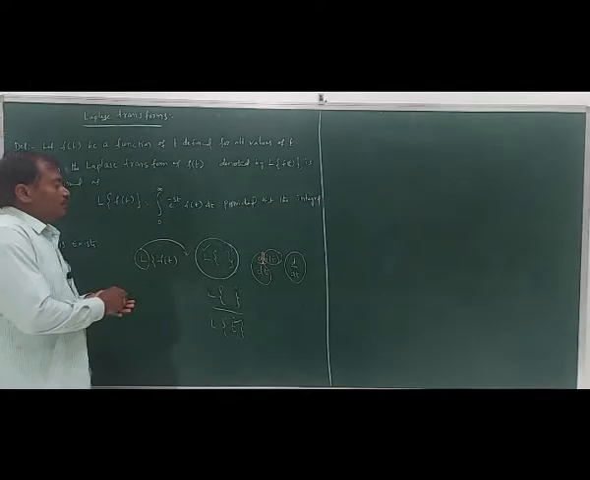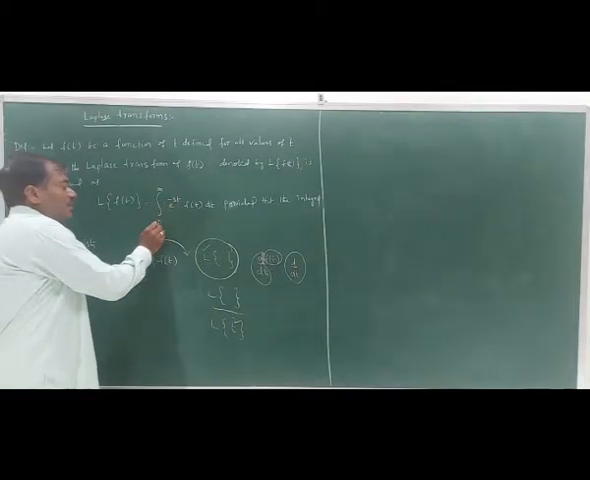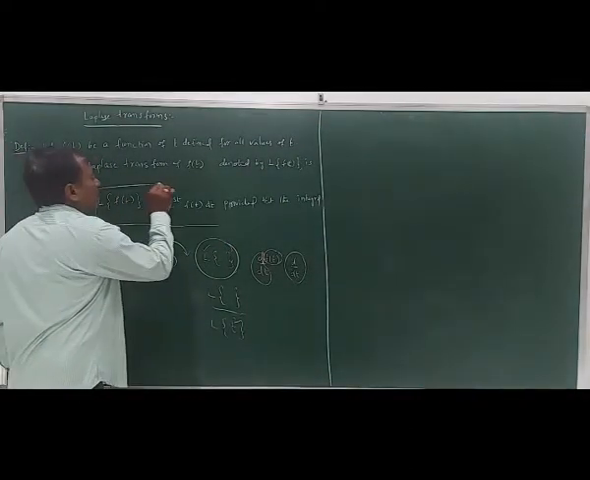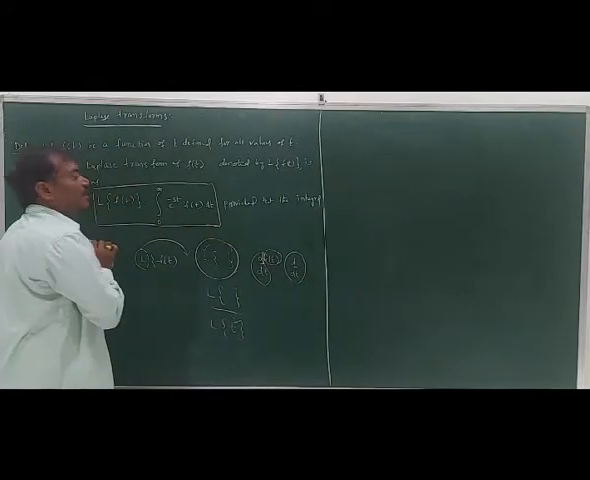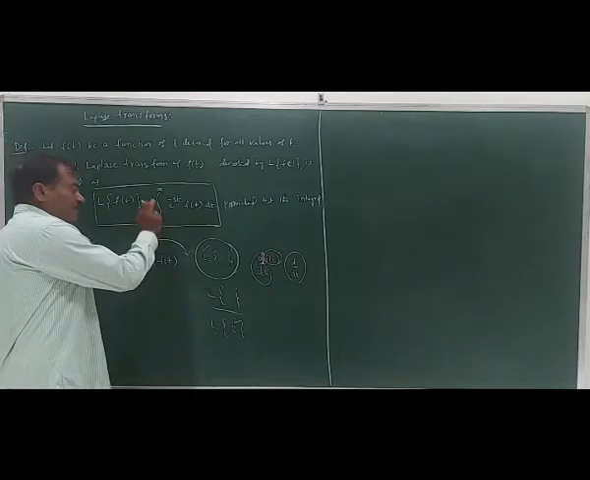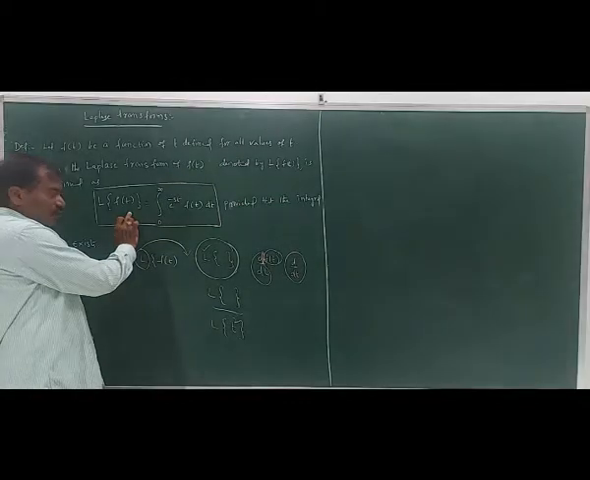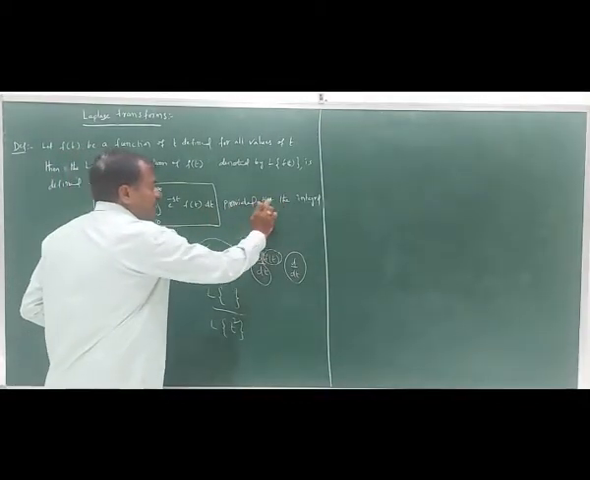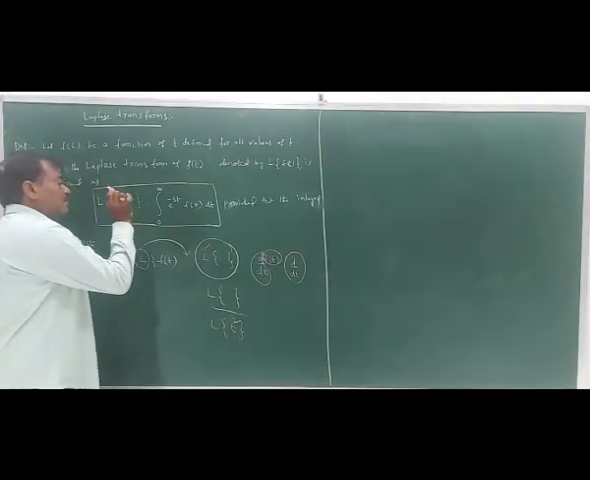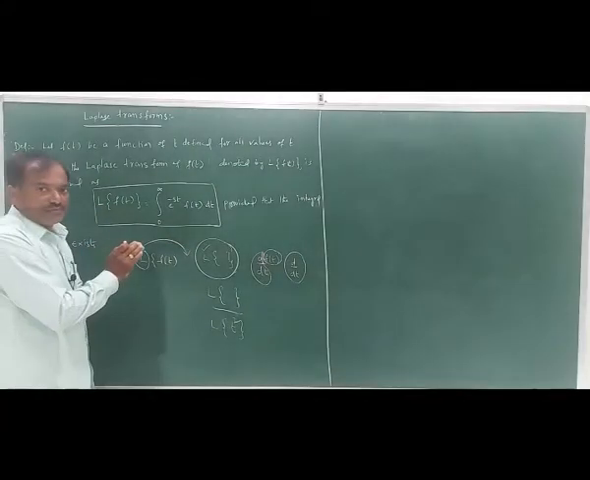So this is equal to the integral from 0 to infinity of e to the power of minus st f of t dt. This is the definition of the Laplace transform of f of t. Here is one condition: if the right hand side integral exists, then there is a possibility to find the Laplace transform of f of t. That's why we wrote here, provided that the integral exists. When this integral exists, there is a possibility to find the Laplace transform of f of t. This is the definition of the Laplace transform of f of t.